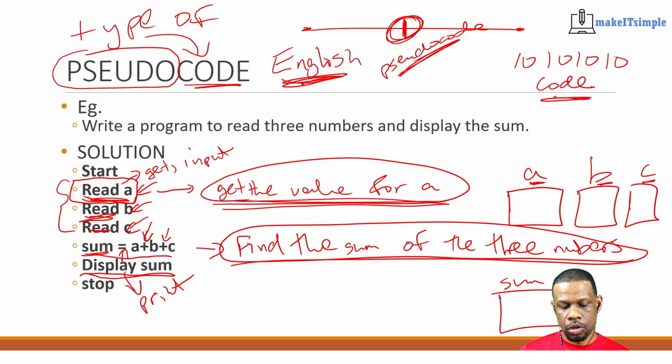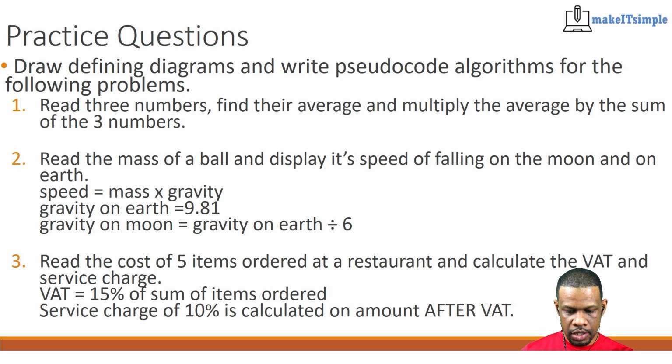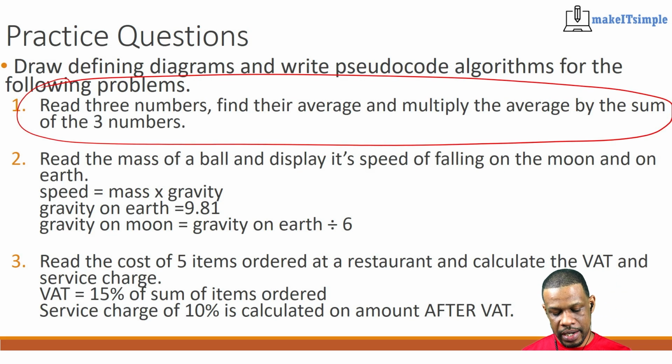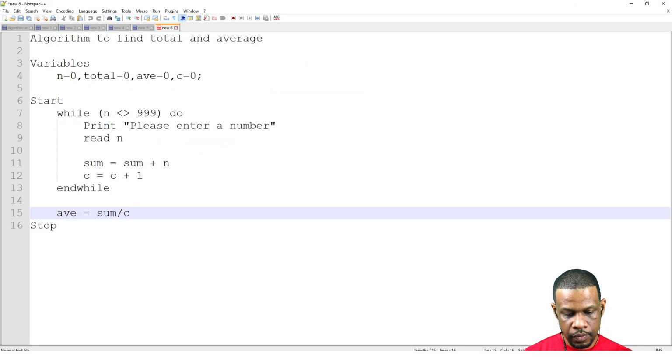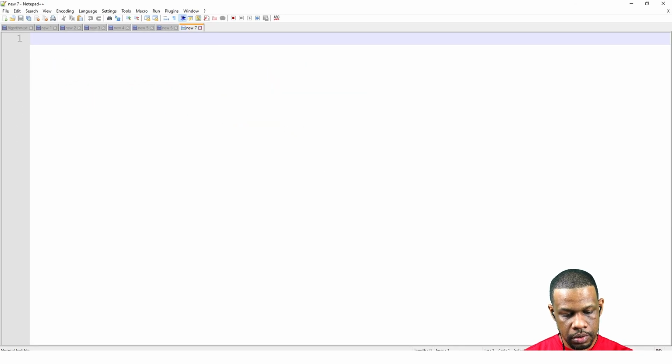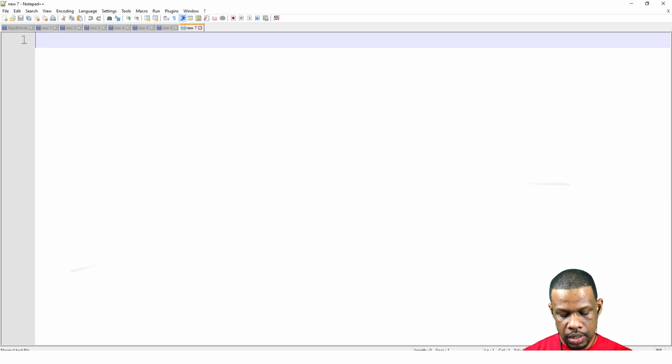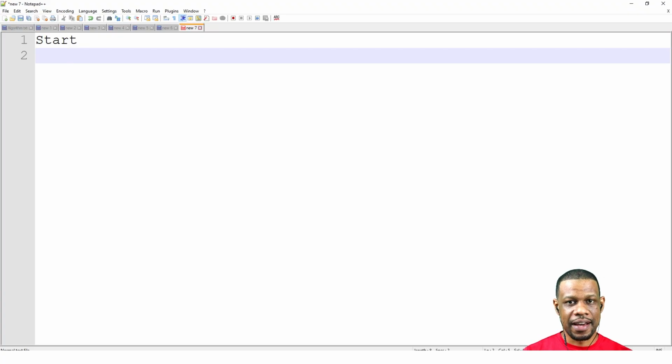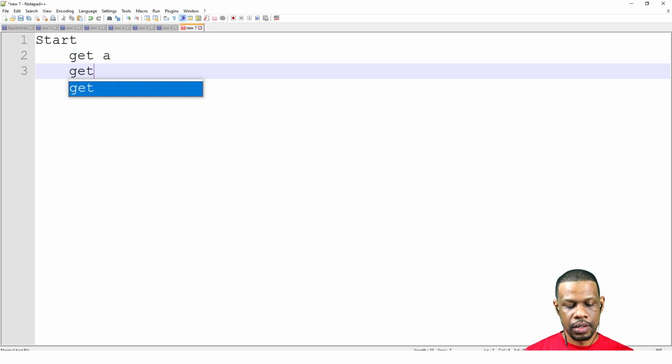So let's try to work out a very simple question, right? So I'm going to work out a question with read 3 numbers, find their average, and multiply the average up by the sum of the 3 numbers. So let's go. So I'm going to try to read 3 numbers. I'm going to say start. In order to read the 3 numbers, I have to use the word read. So I'm going to say get or read or get, right? So I could use any one of the keywords, but I like to use get because get sounds better. So get A, get B, get C.